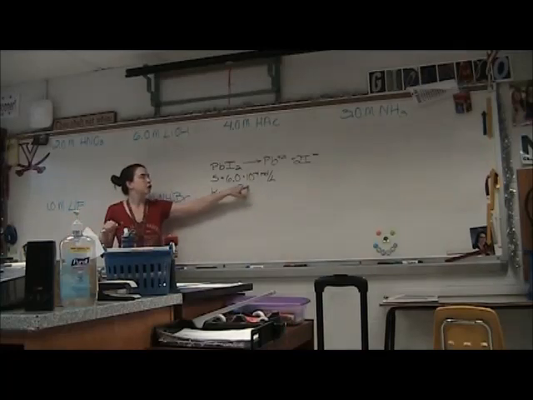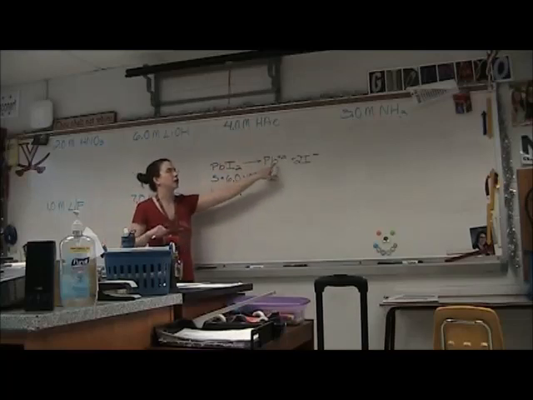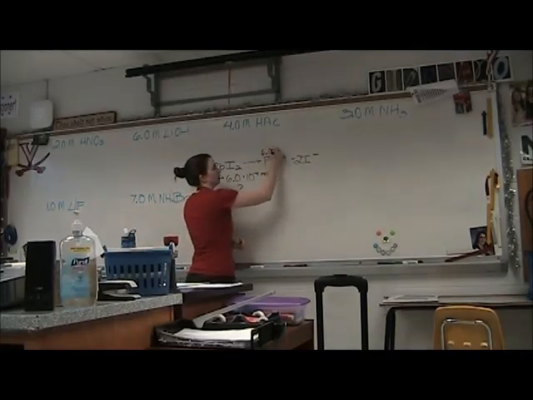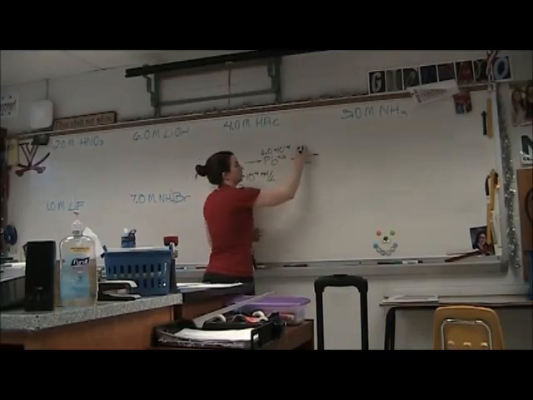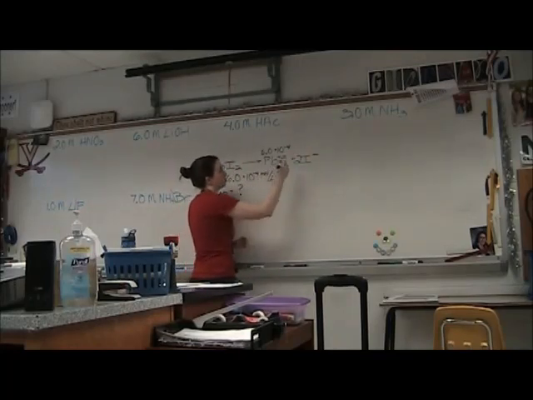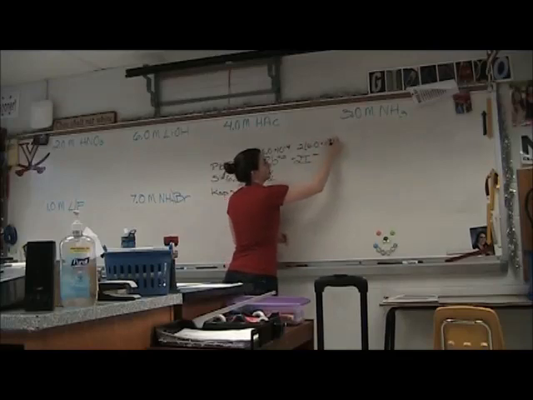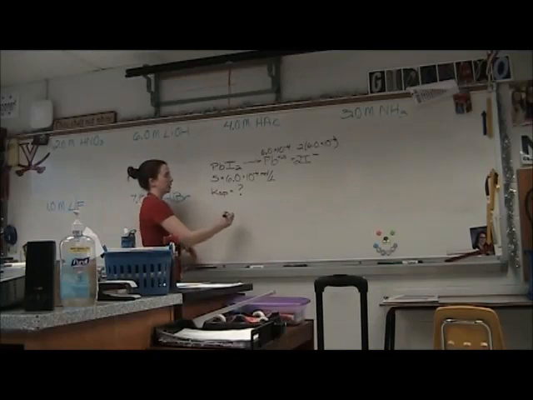You're given the solubility for the entire compound. What is going to be the solubility for that ion? S, the same thing. What about the iodide ion? 2S. It's 2 times that solubility.